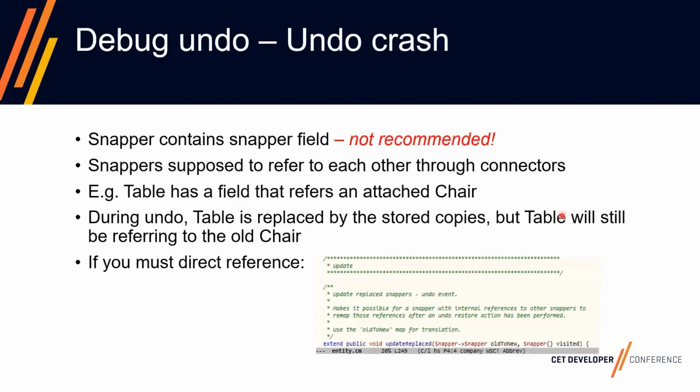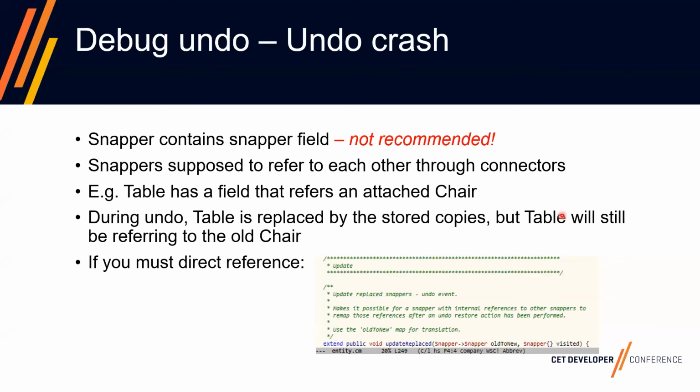Undo crash. In CET, or whenever you have a dev training about CET, we are always saying that a snapper containing a snapper is a strongly not recommended implementation. So don't do that. Later on in today's presentation there is a child snapper that is okay, but not a snapper to a snapper field. That is strongly not recommended. Snappers should refer to another snapper through connectors. For example, a table has a field that refers to a nested chair; that is not a good implementation.